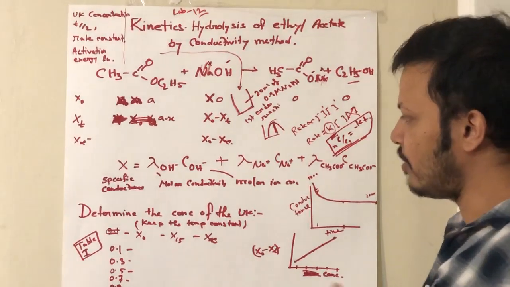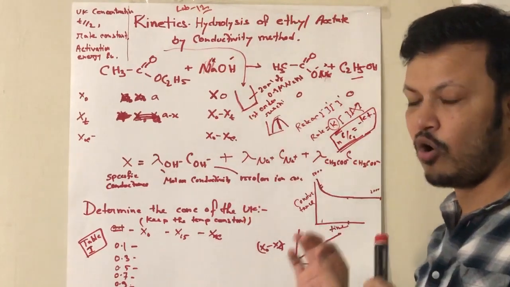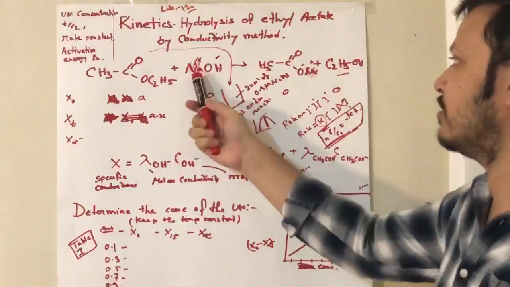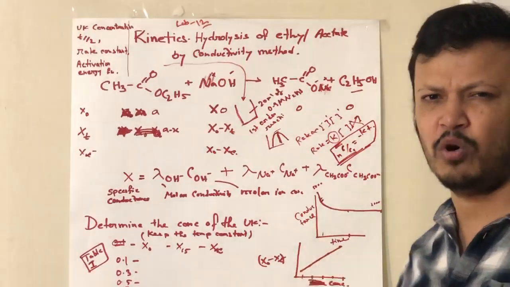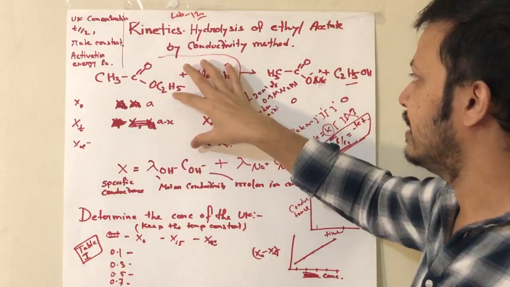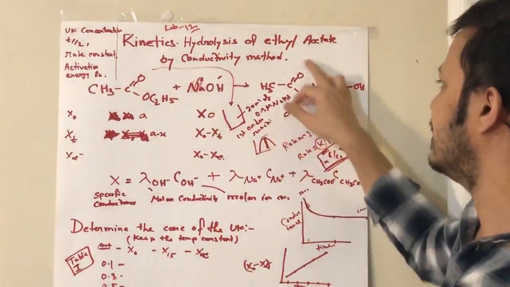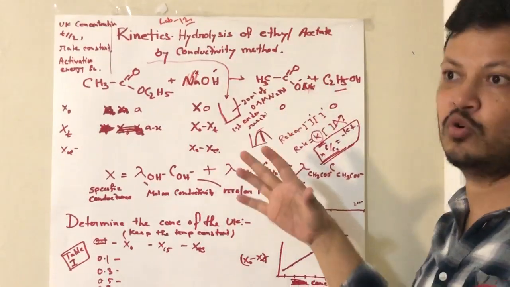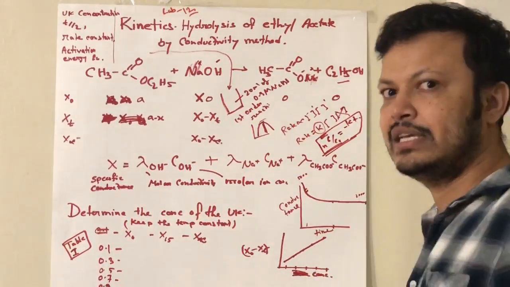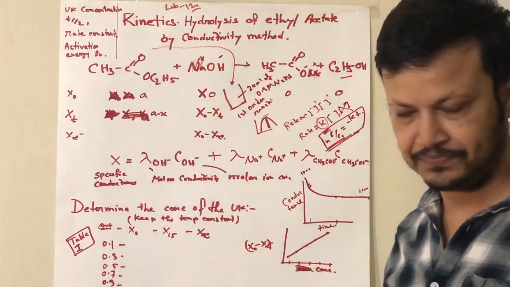But the problem is the molar conductivity. The molar conductivity mostly depends on the size of the ions. The sodium ion and hydroxide ion are both very small, right? But when the hydroxide ion reacts with the ethyl acetate, it forms the acetate ion. This acetate ion is very big. It cannot move easily. So that's why the molar conductivity decreases.